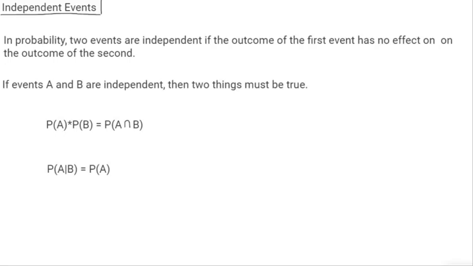If two events are independent, then two things must be true about the probabilities of those events. The first is that the probability that A and B happen together is the same as the probability of A times the probability of B. And the second is that the probability of A given B is the same as the probability of A happening on its own.